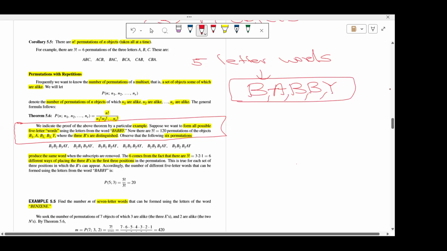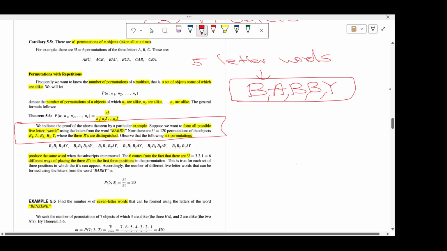If each letter is unique, a different letter, that is a different scenario, right? There we are utilizing nPr, without repetition. With repetition, it is n to the power r. In this example, they are telling us: suppose we want to form all possible 5 letter words using the letters from the word baby, right?